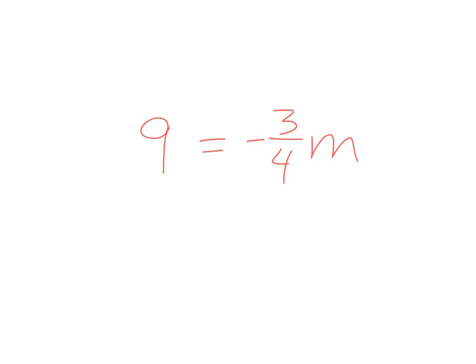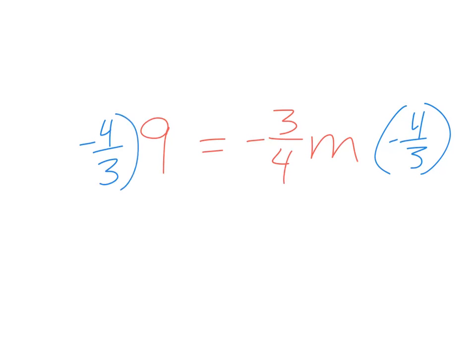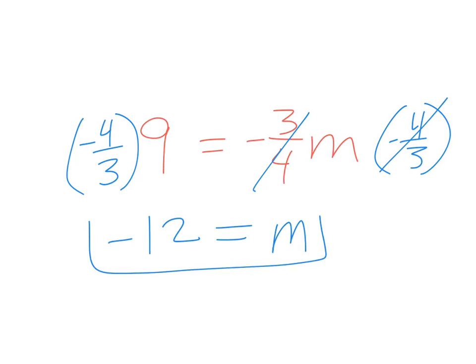So again, we have a fraction, so we're going to multiply times the reciprocal. What's the reciprocal of this one? Negative 4 over 3. So that's canceled. I'm left with m equals, what is 9 times 4 divided by 3? Negative 12. Yes.